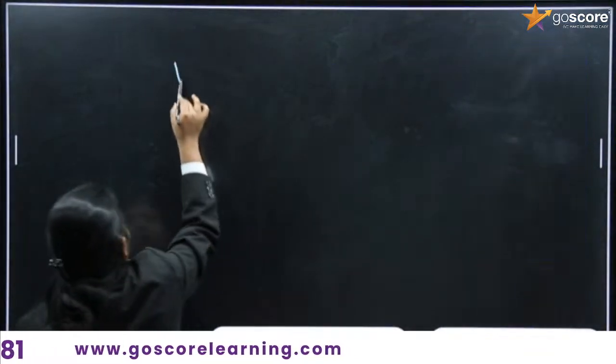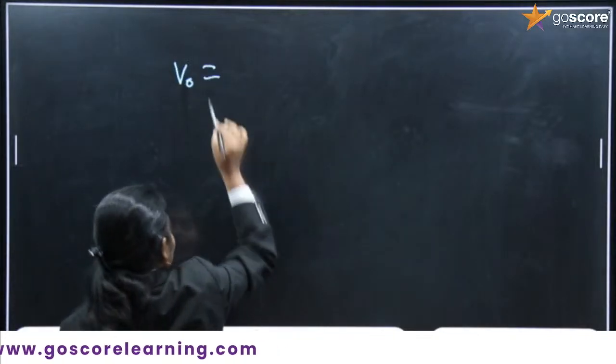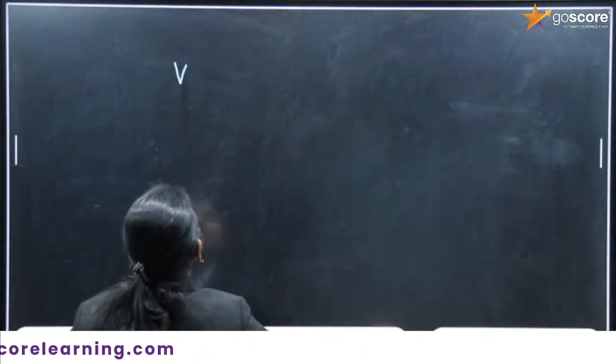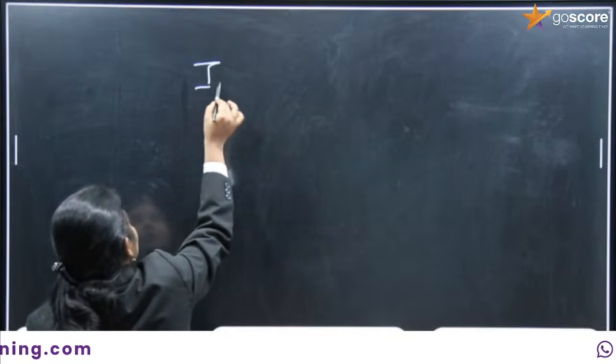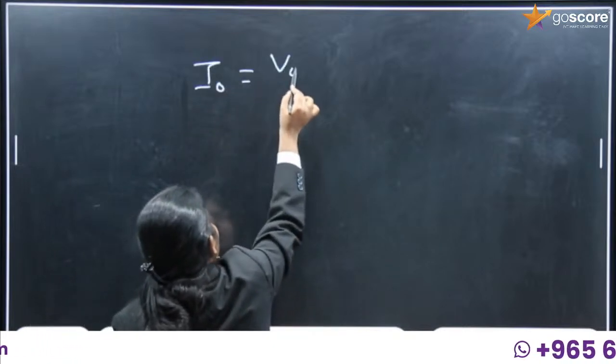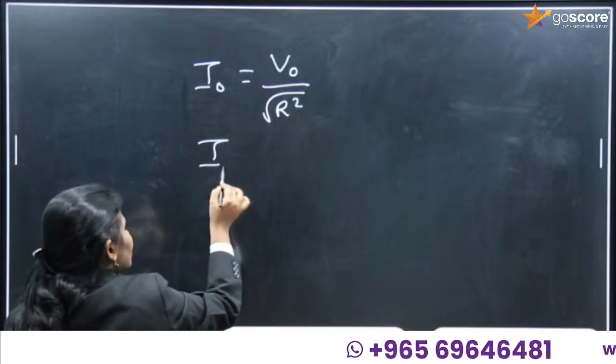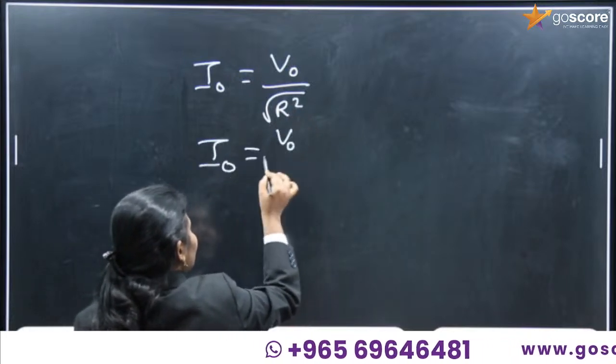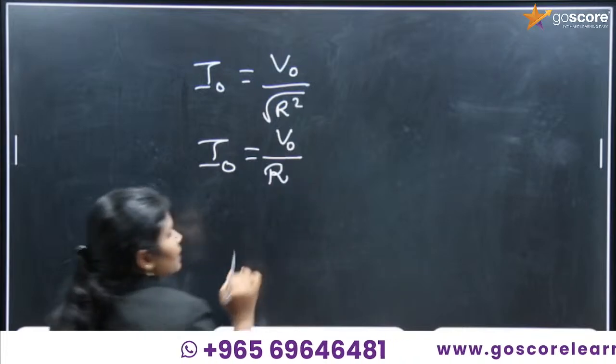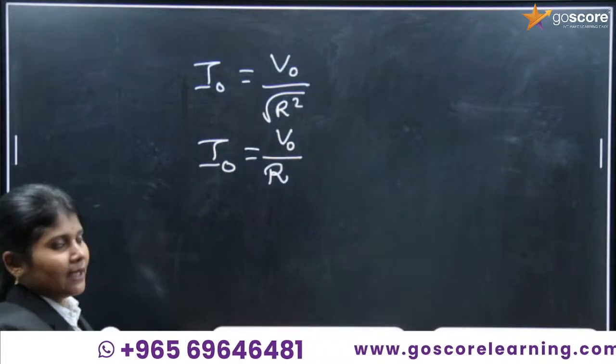So V naught is equal to, I naught is equal to V naught by root of R square. Then I naught is equal to V naught by R. This is the resonance condition.